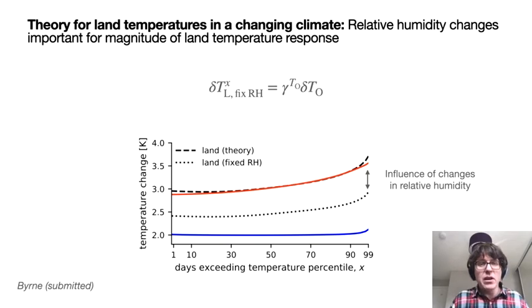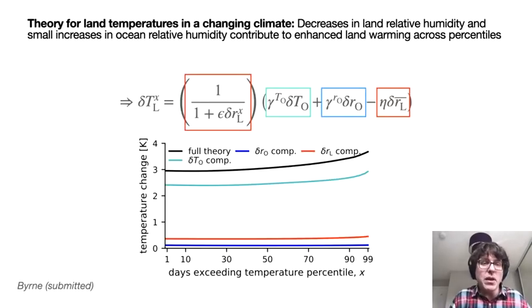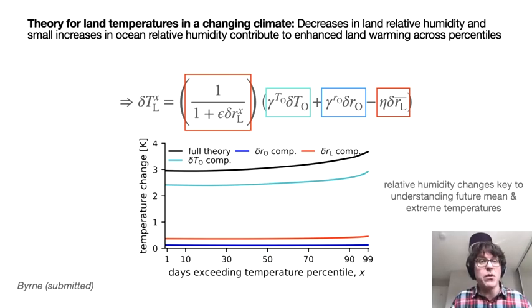Okay, so we can go back to the full theory and look at the various components of the total temperature response. So the full theory, the total response, is in black. And then the cyan line is the contribution due to changes in ocean temperature. The blue line is the contribution due to changes in ocean relative humidity, which is small but does contribute to the warming. And then in red is the contribution due to changes in land relative humidity. So land relative humidity tends to decrease as climate warms, and that tends to enhance the warming across all percentiles. So if you want to understand the response of not only extreme temperatures but also average temperatures over land to climate change, you really need to understand changes in relative humidity. So there's this very tight coupling between changes in relative humidity and changes in temperature over land.